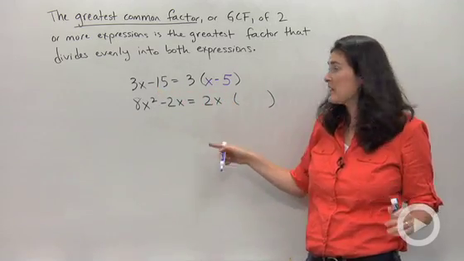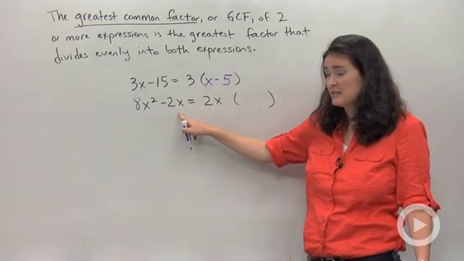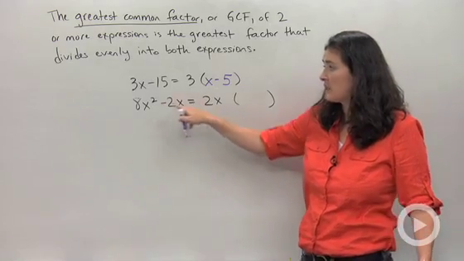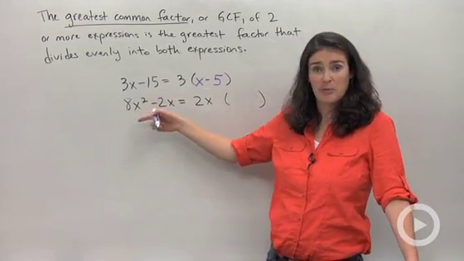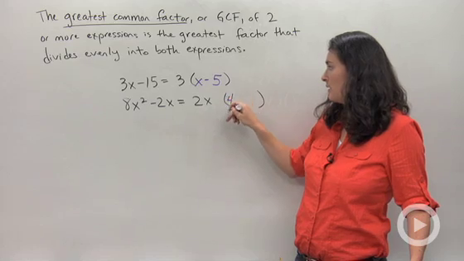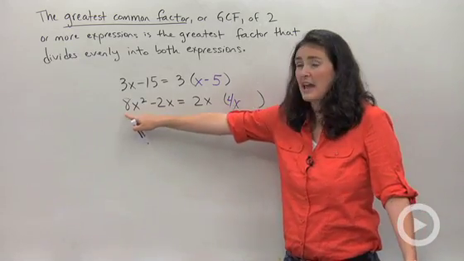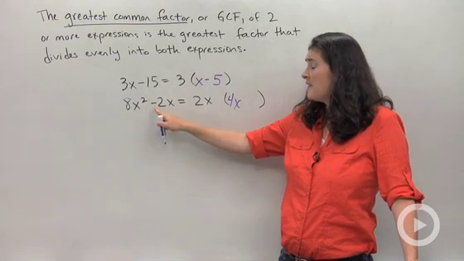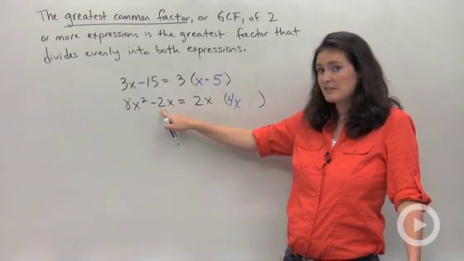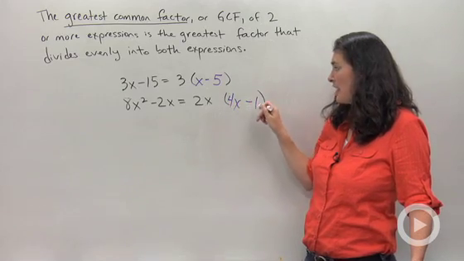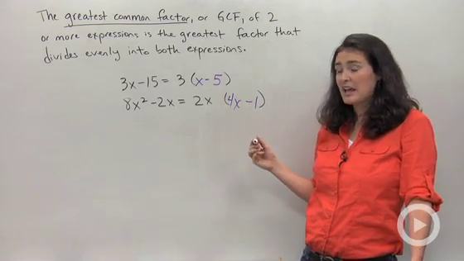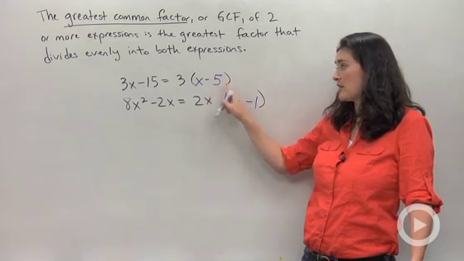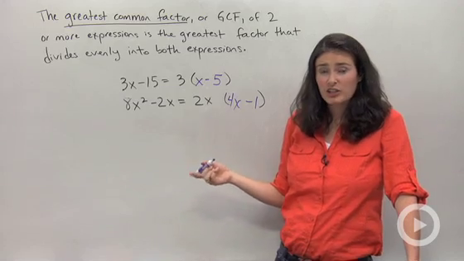Here's another example of what I'm talking about. If I have this difference and I'm asking you to undistribute using 2x, 2x times what gives me 8x squared? Well, let's see, it's going to be 4x, right? Because I need 2 times 4 to give me 8, and then I need x times another x to give me the x squared bit. Then I still need this minus 2x business, so in my parentheses I'm going to write minus 1. It's really important to have that there so that if I were to distribute, I would have 8x squared take away 2x. This is called factoring.